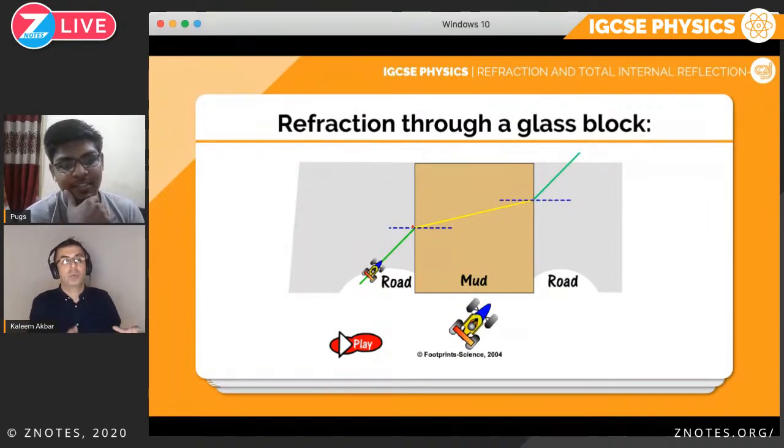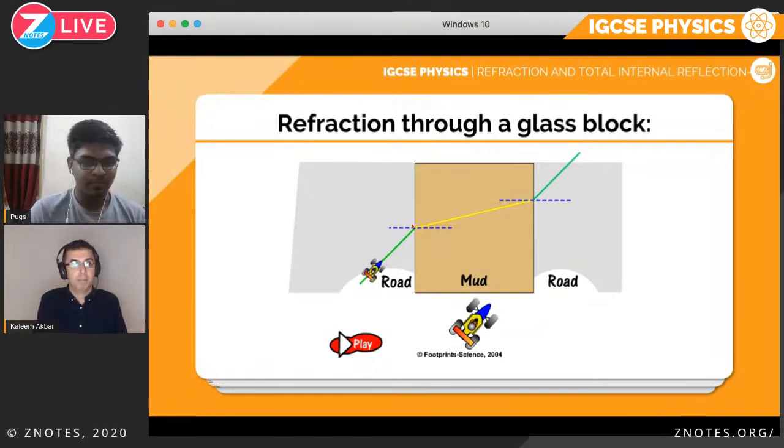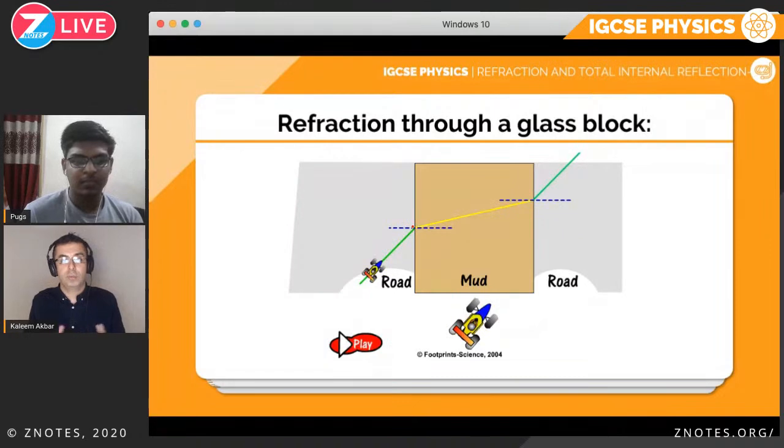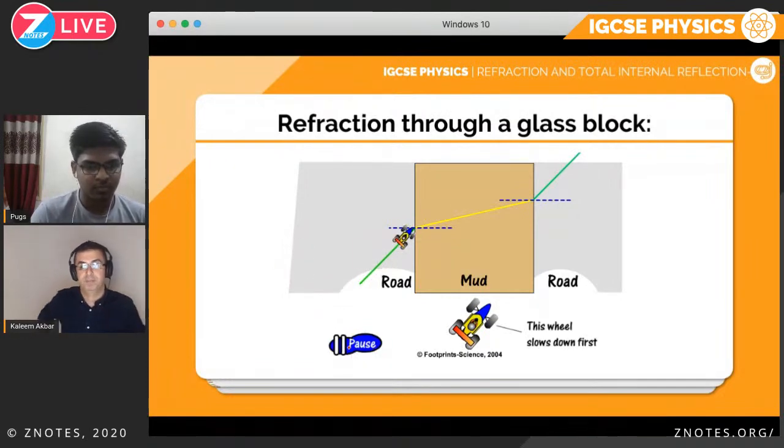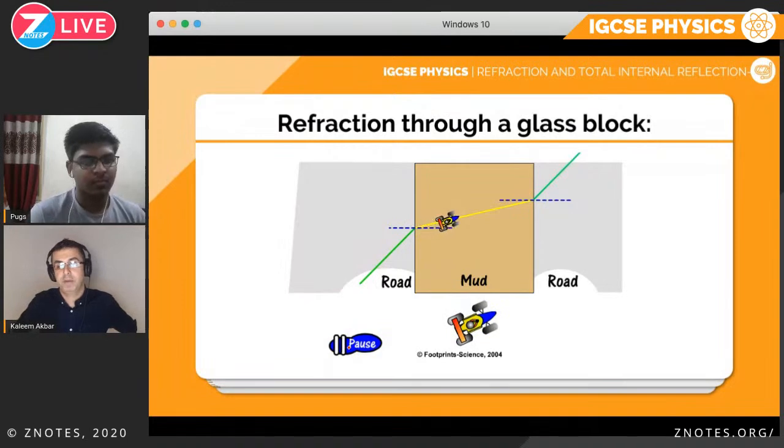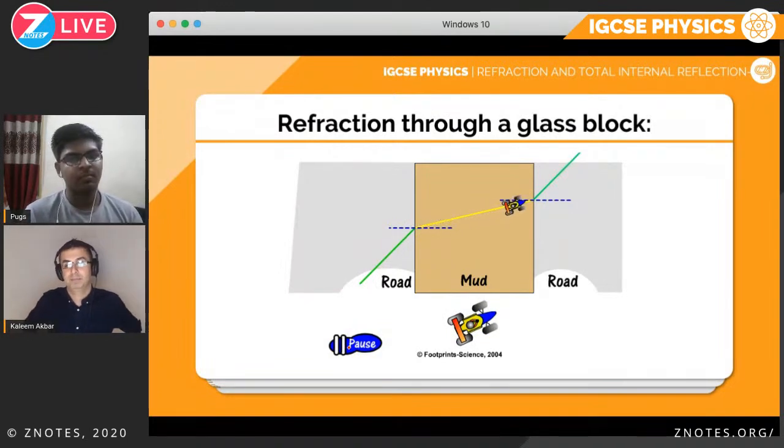All the other wheels will be in the road. All those tires will be going fast and the front one is going to slow down, and that's what causes a change in direction. Watch this a few times and I'll talk over it. Watch the little diagram at the bottom and at the top at the same time.